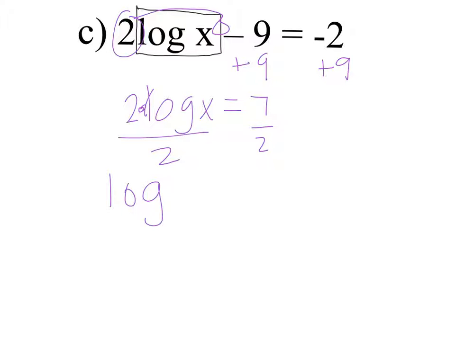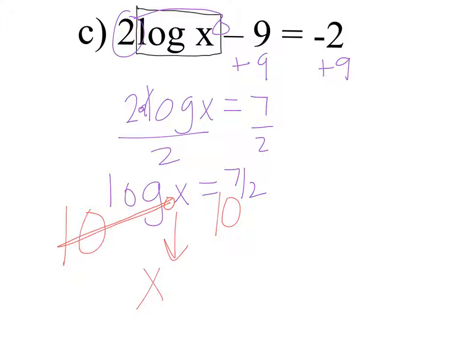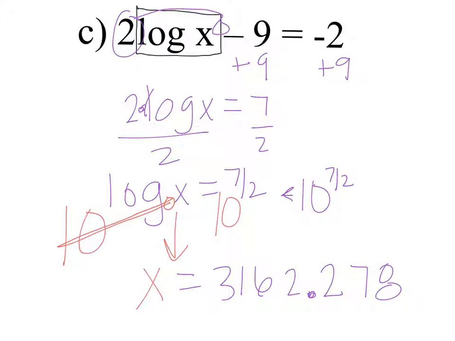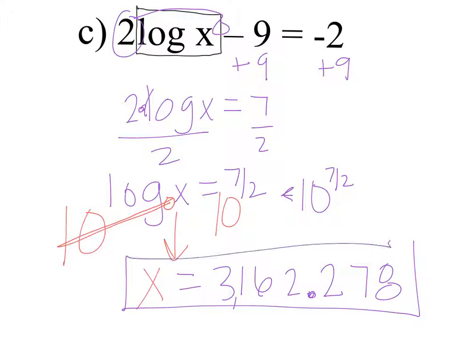So I have log of x is equal to 7/2. Now I have to think, what's my base here? No number is shown, it's always going to be 10. So 10 raised to that side and 10 raised to that side. These two cancel each other out, leaving just x. If you put 10 to the 7/2 exponent, that's what we're doing here. That'd be 316.278. Bing, bada, boom. Have a great day.